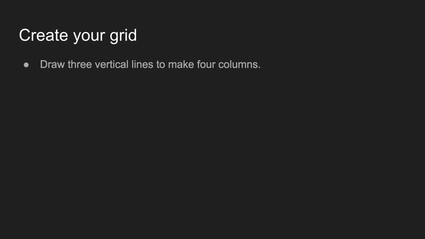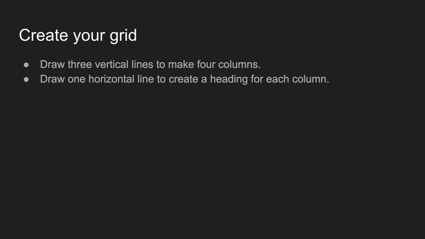First of all, you're going to draw 3 vertical lines, and that's going to make 4 columns. Make the vertical lines go from the top of your page all the way to the bottom of your page. After that, you're going to draw 1 horizontal line at the very top, and that's going to create a heading for each one of your columns. I'm going to give you the names of those headings in just a moment.